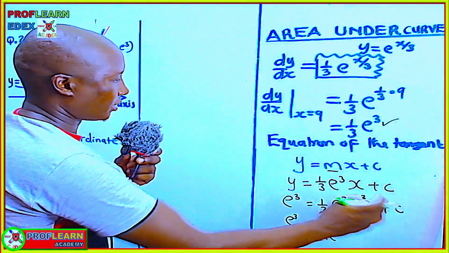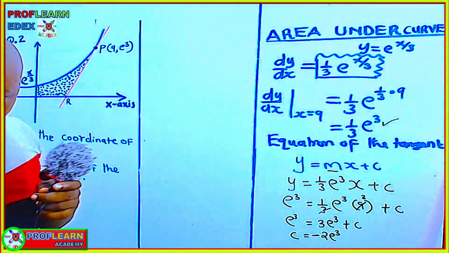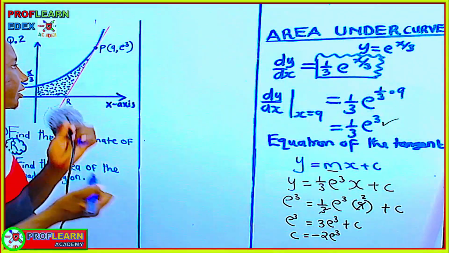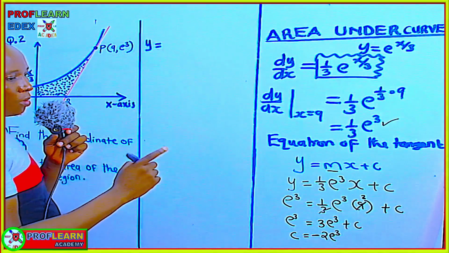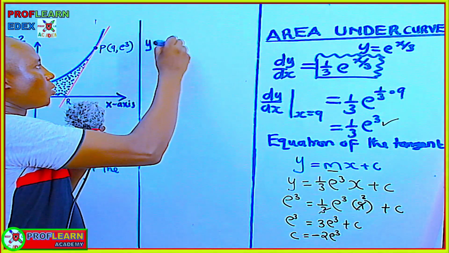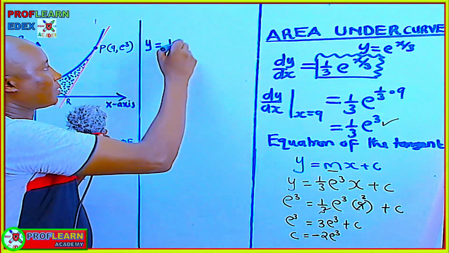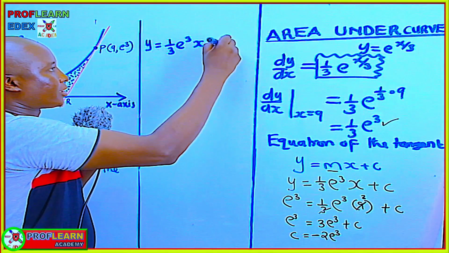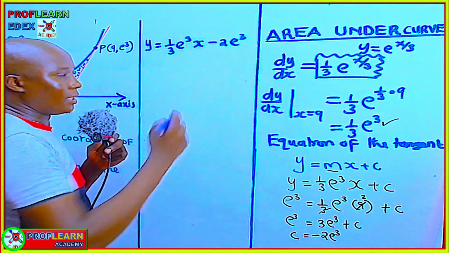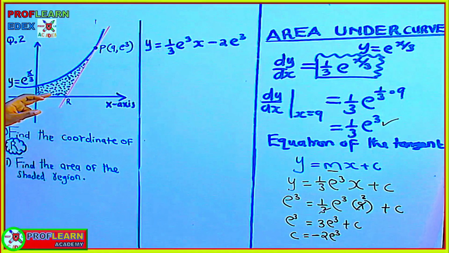Then the equation of the tangent now reduces to y = 1/3 e^3 x - 2e^3. Now this is the equation of this tangent.